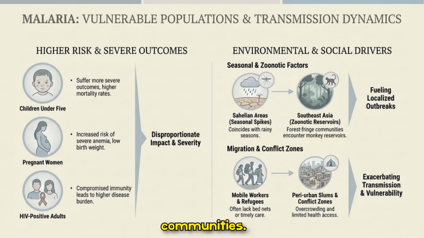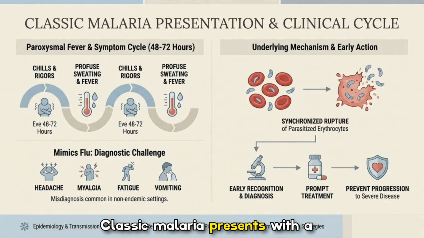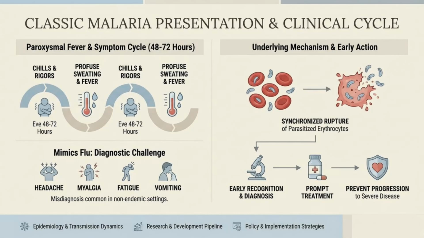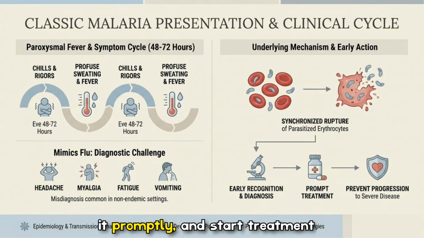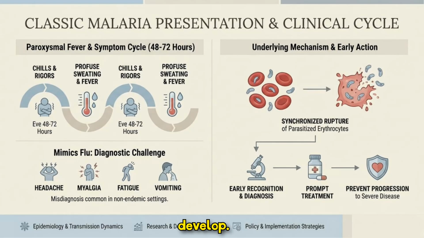local communities. Classic malaria presents with a recognizable clinical cycle: chills and rigors, followed by high fever and profuse sweating every 48 to 72 hours, which can mimic influenza, with headache, muscle aches, fatigue, and vomiting. Understanding this cyclical pattern helps clinicians suspect malaria early, diagnose it promptly, and start treatment before severe complications develop.